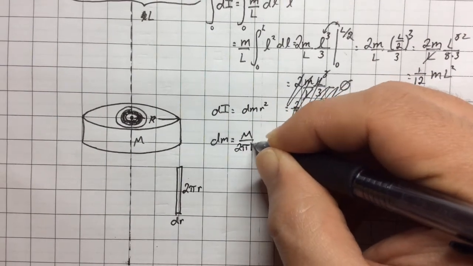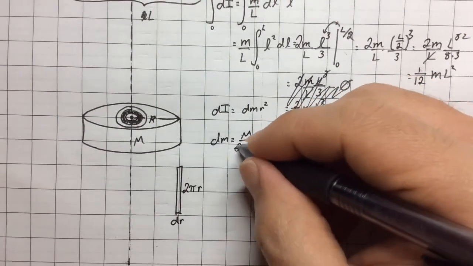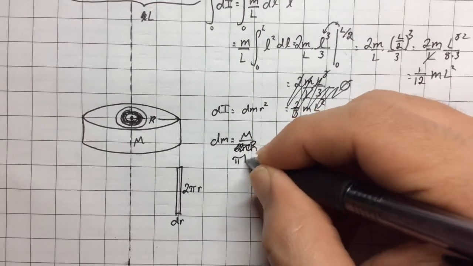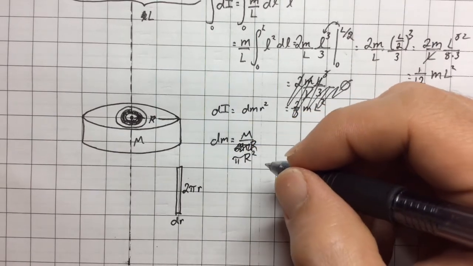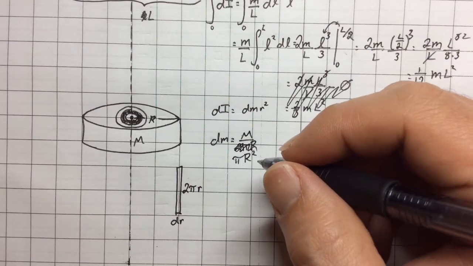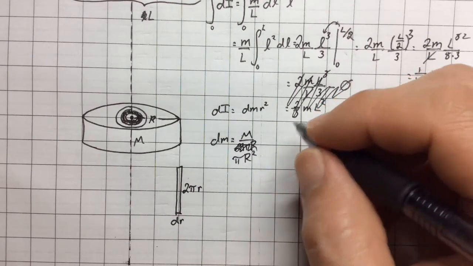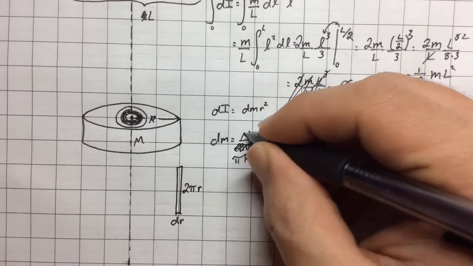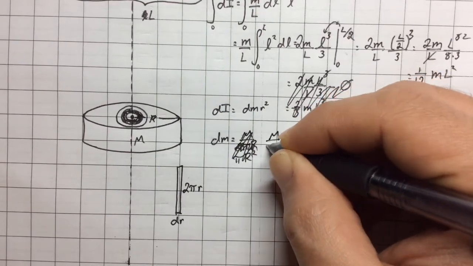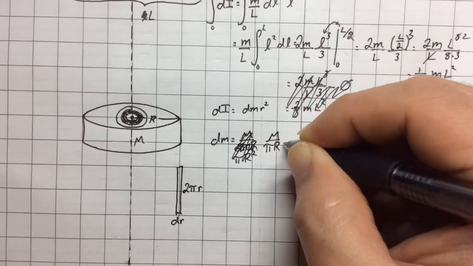2 pi r. Actually, not 2 pi r. Pi r squared. It's getting late. Second time I made the video because I screwed up before. Surprising that I screwed up again. But here, m over pi r squared.